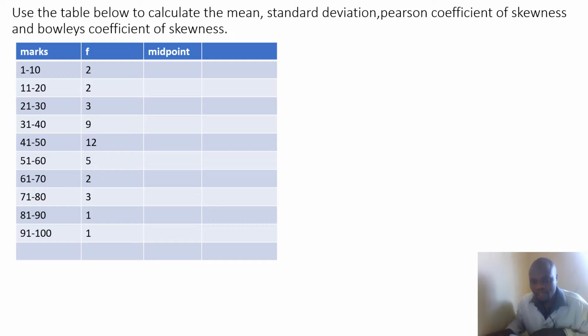In today's class we are going to cover how to calculate the standard deviation, the Pearson coefficients of skewness and the Bowley's coefficient of skewness. And with me here I have an example that we are going to use. The example reads: use the table below to calculate the mean, standard deviation, Pearson coefficients of skewness and the Bowley's coefficient of skewness.